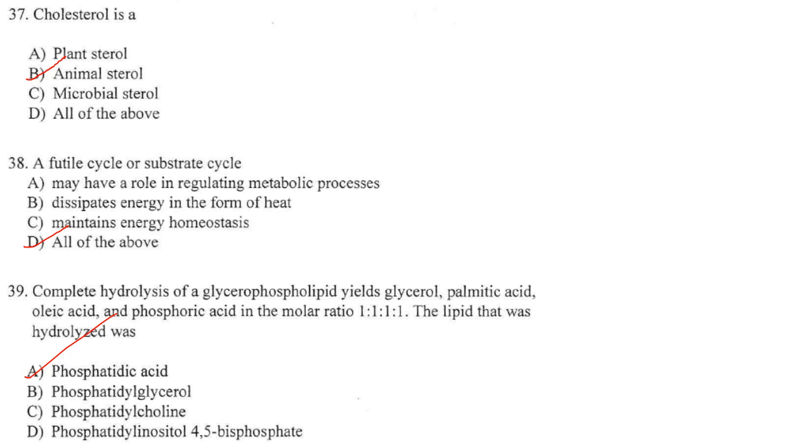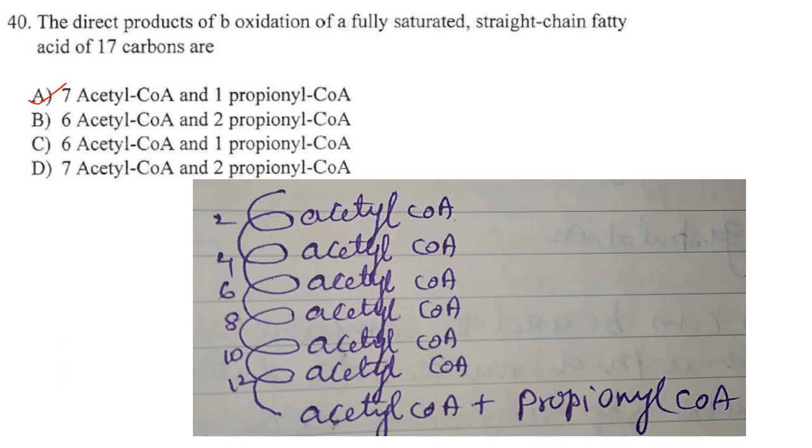Then complete hydrolysis of a glycerophospholipid yields glycerol, palmitic acid, oleic acid and phosphoric acid in the molar ratio 1:1:1:1. The lipid that was hydrolyzed was. So it is phosphatidic acid. A similar question was asked in the year 2023 also. Answer is option A.